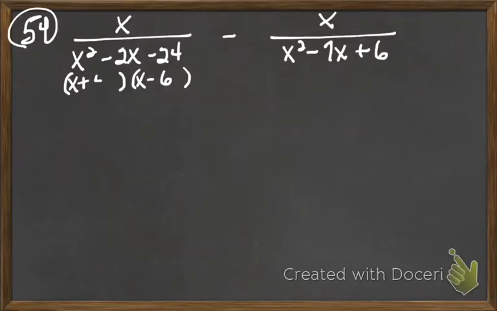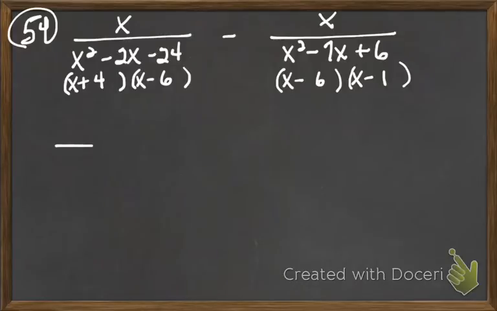Negative 6 and positive 4. In the next trinomial, the 6 is positive, so the signs are the same, and they'll both be minus. Tell me what the factors are going to be. 6 and 1. Any questions about how I factored?